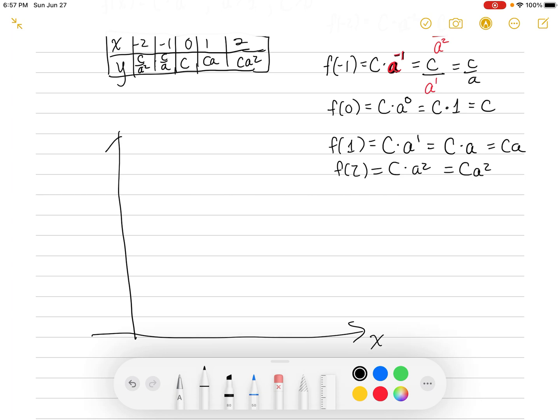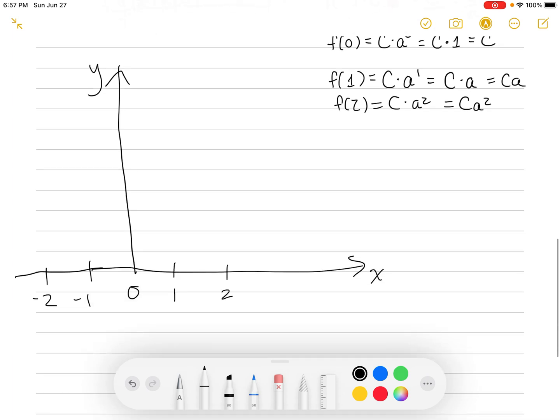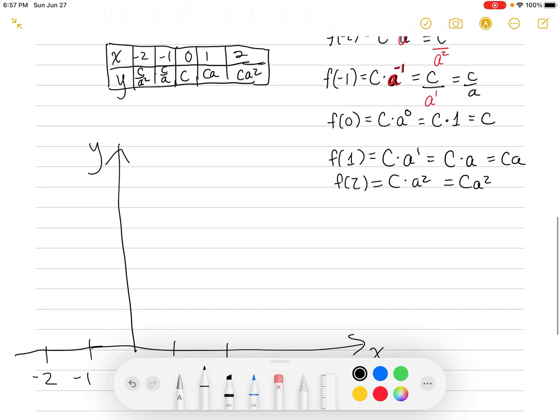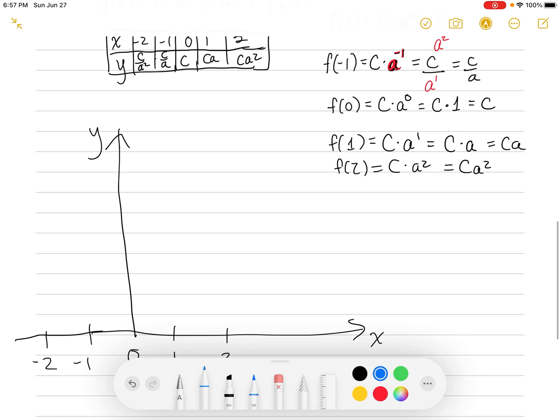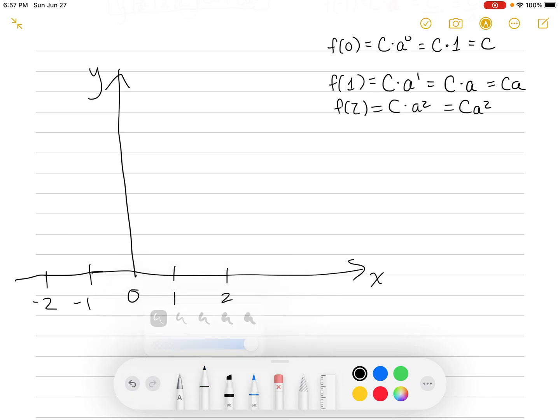Now let's pretend c is a positive number. I want to graph this out. X-axis and y-axis. So let's say we have -2, -1, 0, 1, and 2. So 0, comma c, that's going to be this kind of middle point here. Let's say c is a positive number, so let's say c somewhere up here.